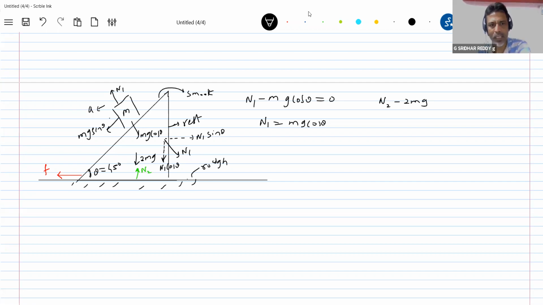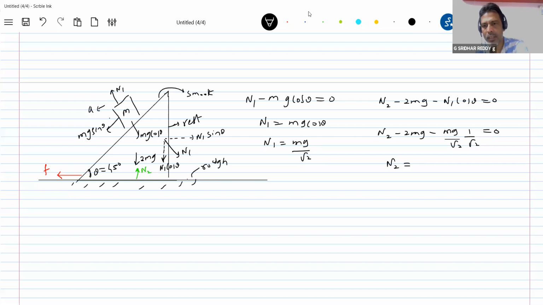Let me substitute the theta value. What is theta? Theta is 45 degrees. So n1 equals mg by root 2. So n2 minus 2mg minus n1 cos theta, where n1 is mg by root 2 and cos theta is 1 by root 2. So n2 is equal to 3mg by 2.